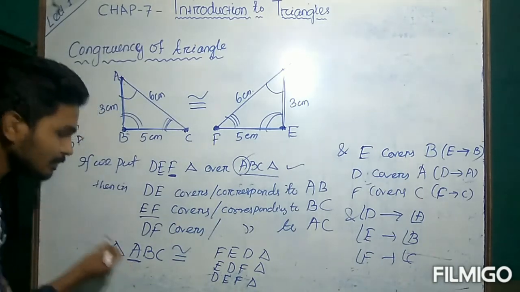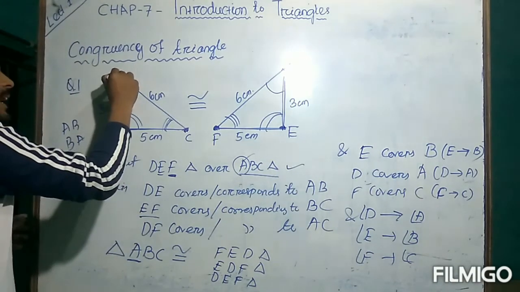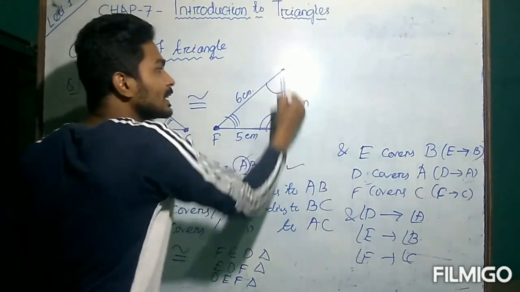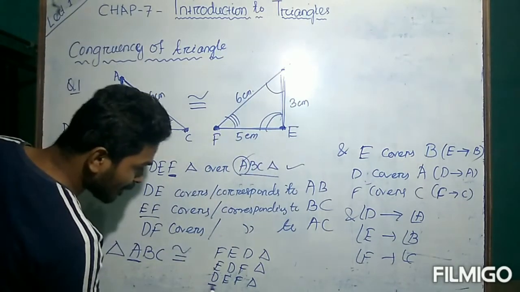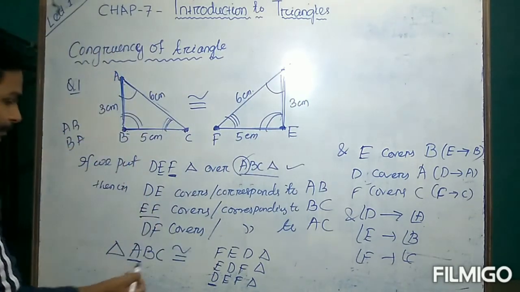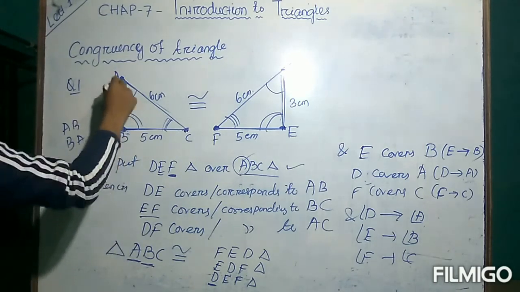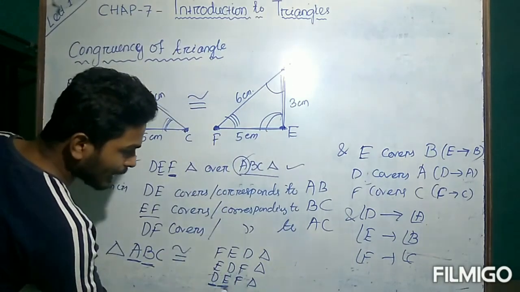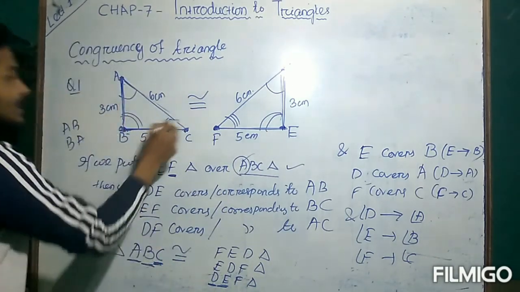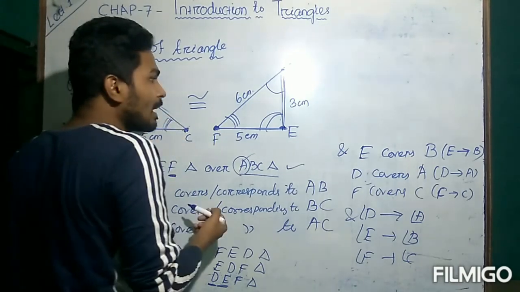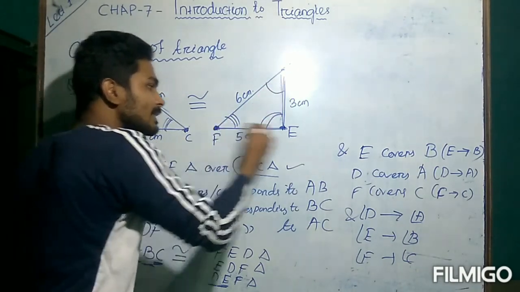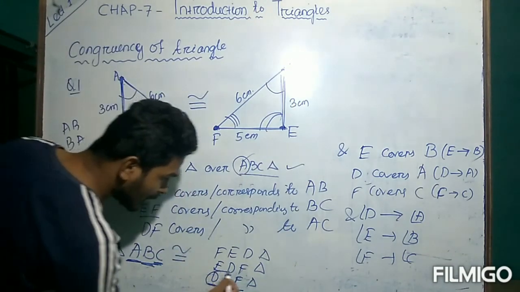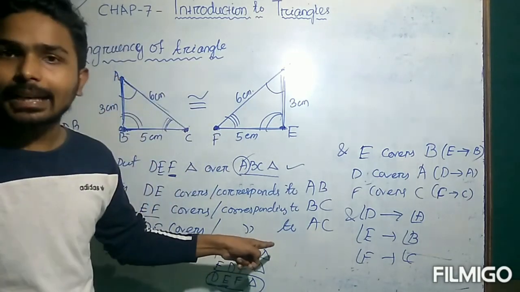See, you have started from the point A. The vertex A is the meeting point of 3 and 6 centimeter. So here D is the meeting point of 3 and 6. So the naming should start from D, right? Then B is the meeting point of 3 and 5. So E is the meeting point of 3 and 5. So after D you have to write E, then you have to write F. C is the meeting point of 6 and 5, right? Similarly F is the meeting point of 6 and 5. So then F. So you have to write that triangle ABC is congruent to triangle DEF, not FED triangle. Okay.